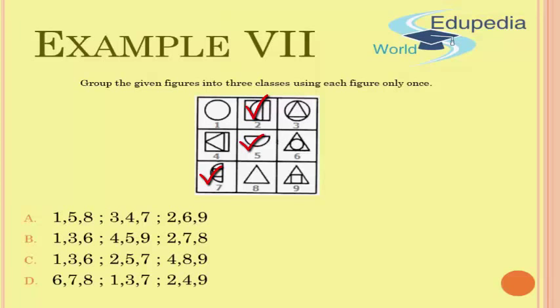Similarly, if I see figures 4, 8 and 9, they also follow the same logic. So in figure 4 we have a triangle inside a square, in figure 9 we have a square inside a triangle, and figure 8 is a standalone triangle. So I have these common figures, that is a triangle and a square.